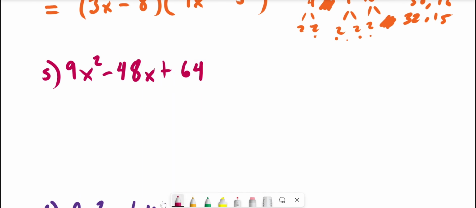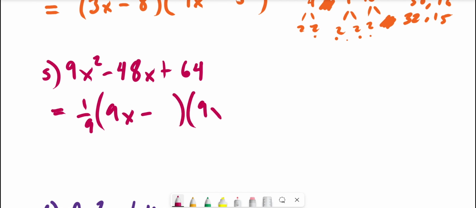So let's take a look at this one. We're going to need 1 over 9, 9x minus 9x. A minus times a minus will give me that plus. And then we need 9 times 64. Okay, well, 9 times 64 is 9 times 4, that's 36. 9 times 6, that's 54, plus 3 is 57. So 576. But do we really care? No, we're going to break this down.